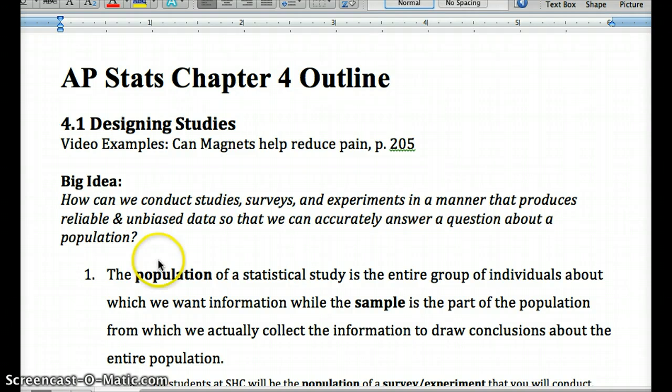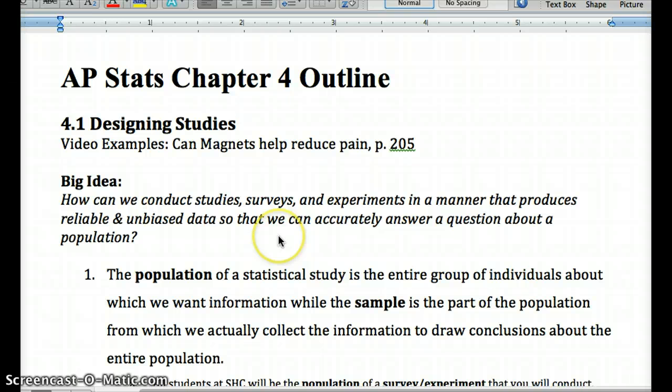So the first key idea is the population. Population is the overall group that we're interested in of individuals, and the sample would just be the part of the population that we actually collect data from to draw conclusions about the entire population. Now, the key things to think about are how we gather that sample and what we do with that sample once we have it in order to remove bias, meaning trying to be objective here, trying to find what's really going on without throwing some kind of bias on our data.